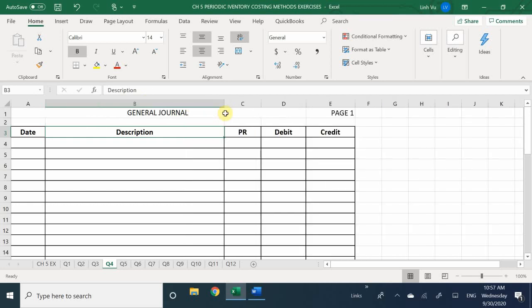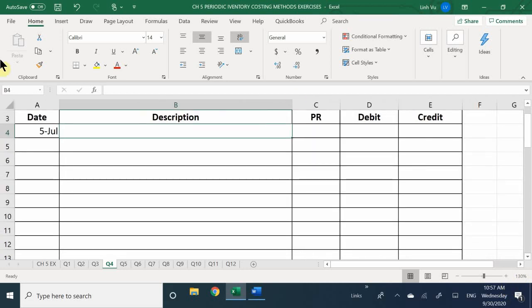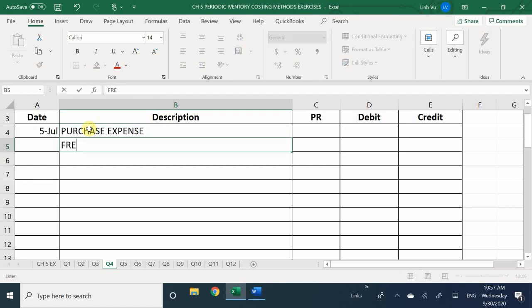It's going to be the same exact journal entry, right? We got this, except the date is going to be July 5th. We know that we need to have a purchase expense, we know we need to have a freight expense, and we know we need to have them on an account. So we have to recognize the accounts payable.